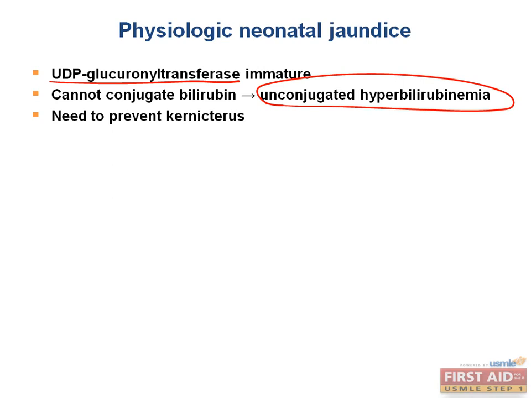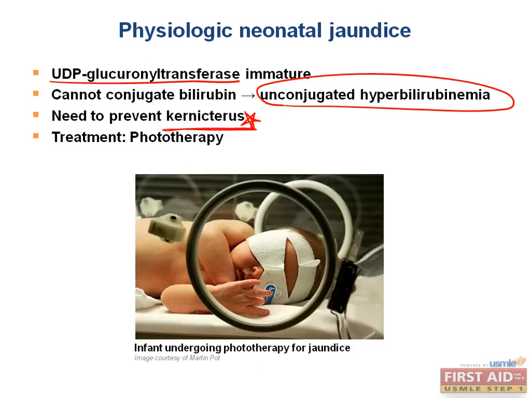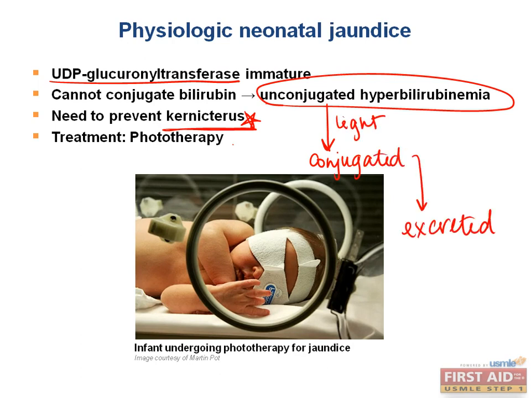The major concern when this occurs is preventing kernicterus, which is irreversible brain damage. Specifically, bilirubin passes through the immature blood-brain barrier and deposits in the basal ganglia and hippocampus. The treatment for hyperbilirubinemia is phototherapy, which must be performed in order to avoid kernicterus. The phototherapy converts unconjugated bilirubin to a water-soluble form so it can be excreted.